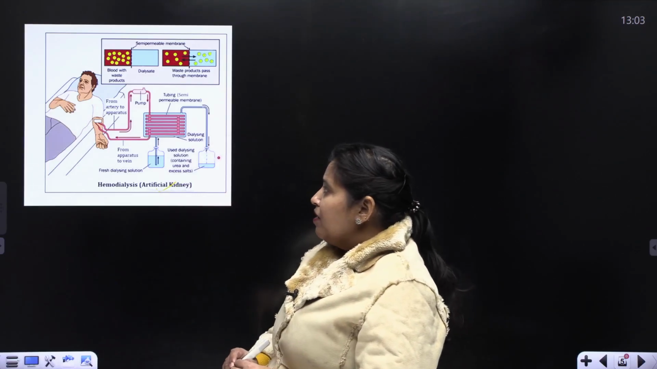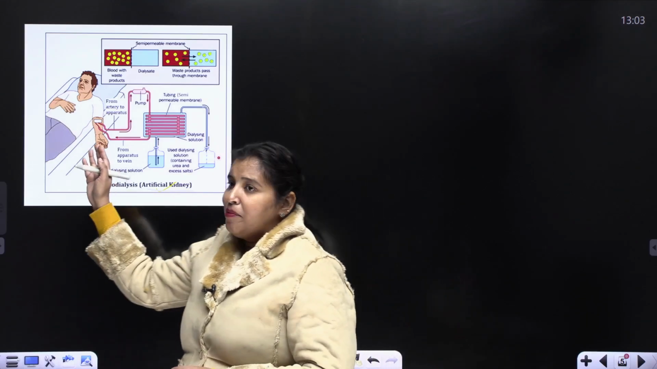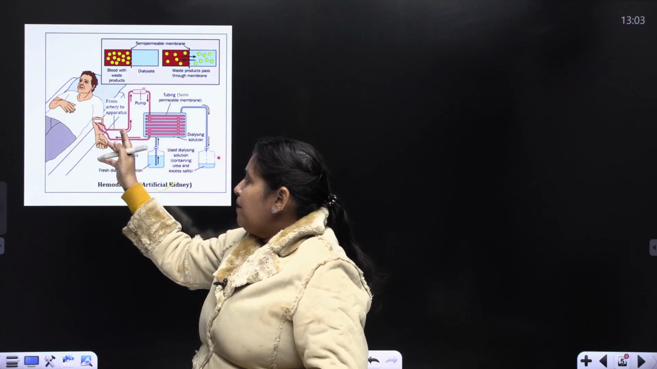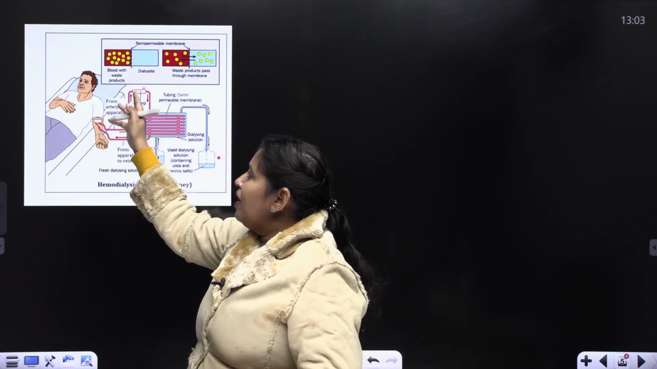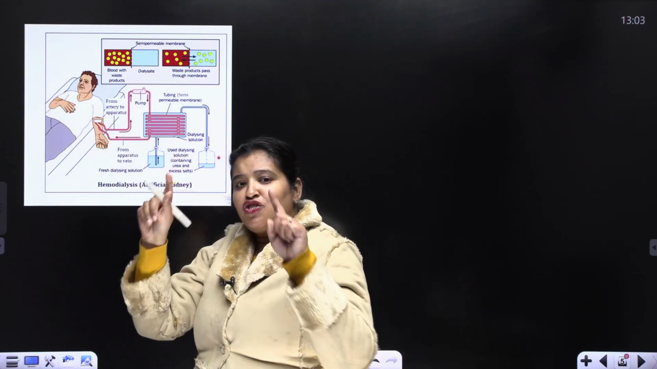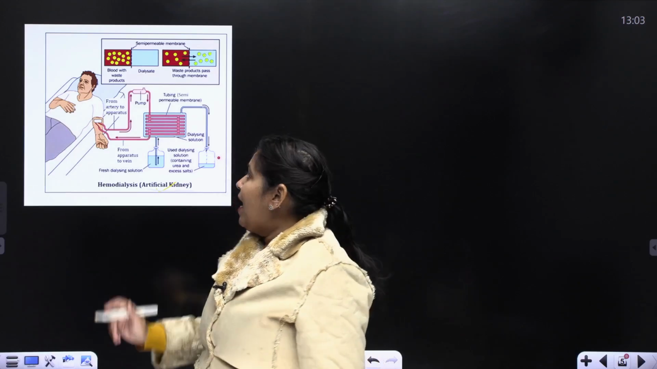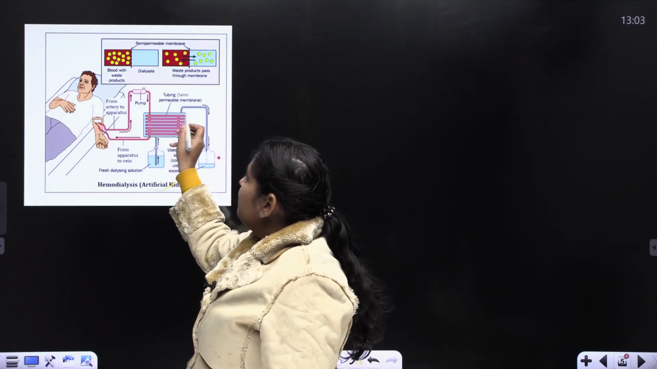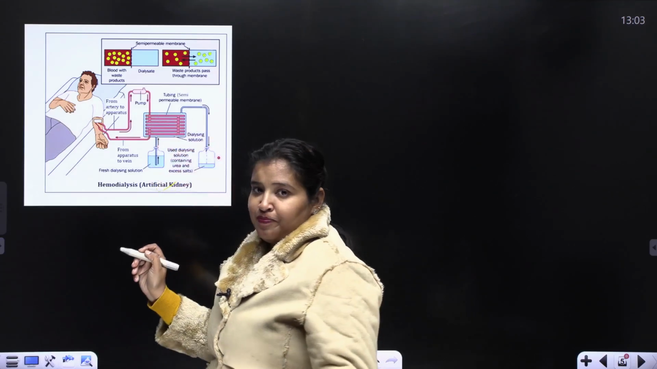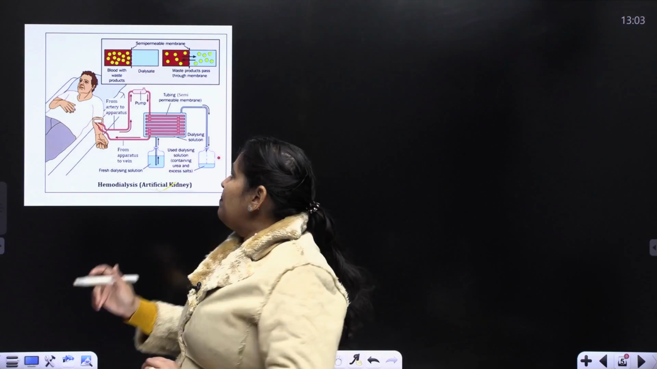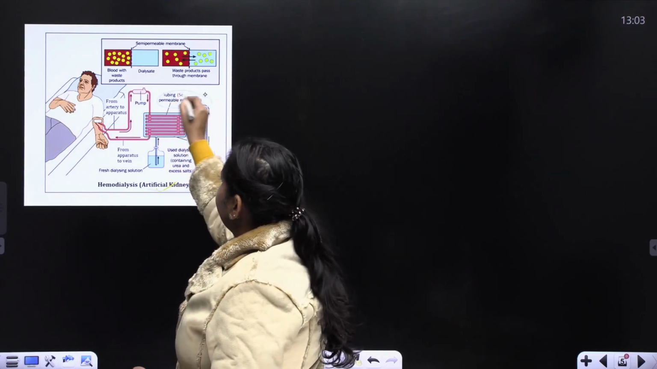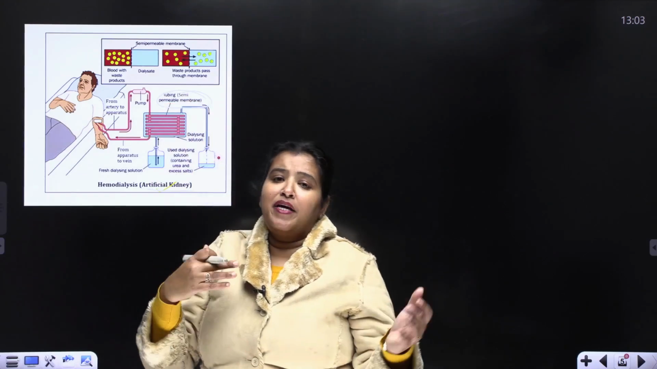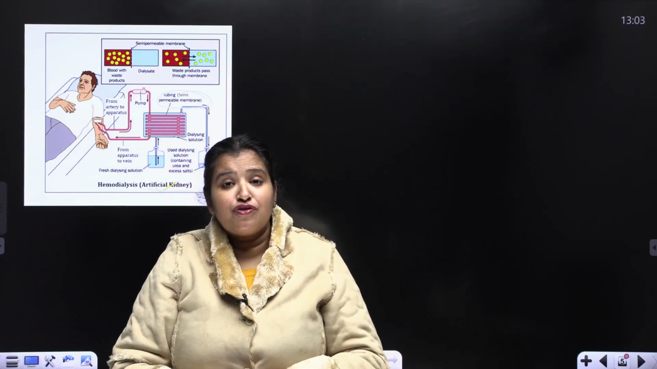What is happening here? You can see a person is lying on the bed. The blood is taken from the patient's artery. This blood then passes through a chamber, a box, which is called the dialysing box. In the dialysing box are present dialysing tubes. These tubes have a semi-permeable membrane, which helps in the process of diffusion.